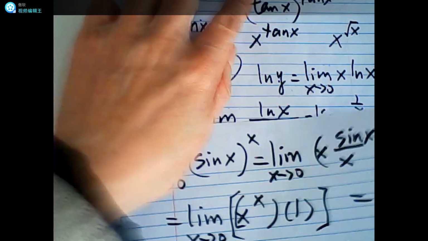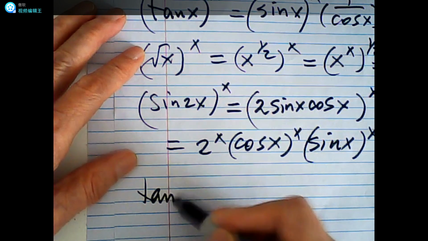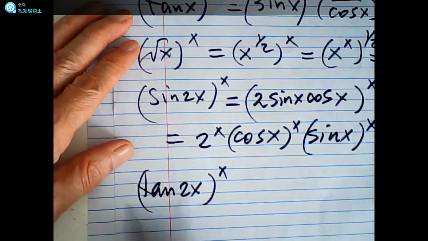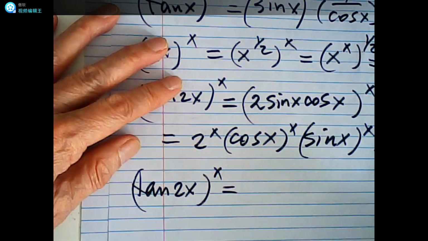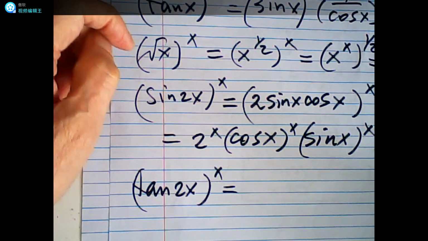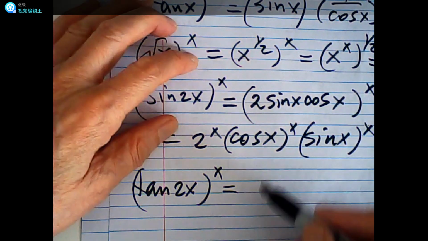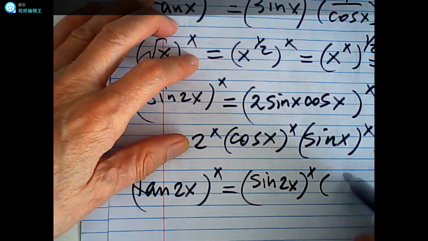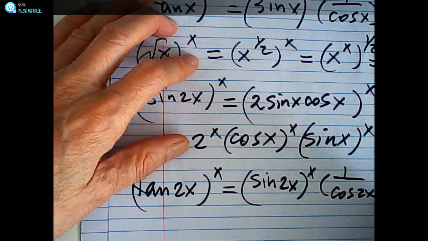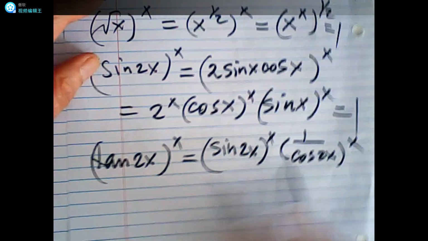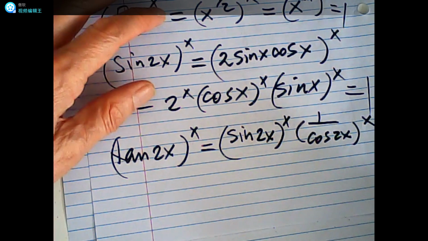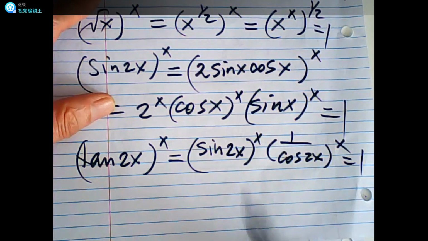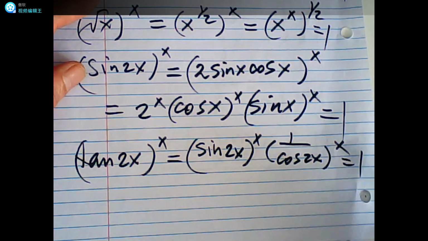Now, next one, tangent 2x to the power of x as x approaches 0. Find the limit. Now, this one is equal to, well, quite obvious that this is sine 2x to the power of x times 1 over cosine 2x to the power of x, right? Take the limit. I just omit writing the limit. And this one, as I did, equals 1, right? So the whole thing equals 1. This limit equals 1, as I did. This limit equals 1.